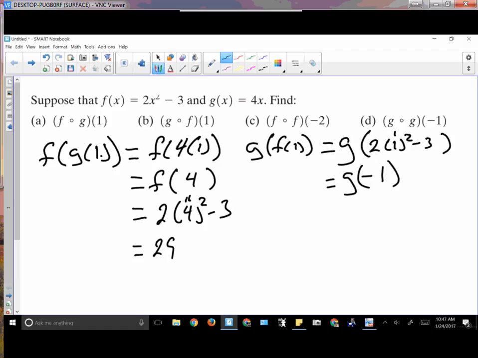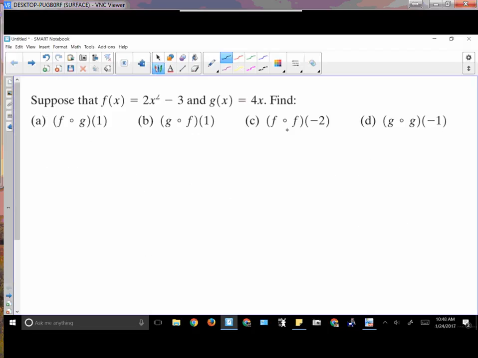Did I do that right? Yep. So I got g of negative 1. So now that goes into the g function, so that gives me 4 times negative 1, and I end up with negative 4. That's all it is. It's just a way of identifying how to put the different functions together. So let's take a look at the other two.